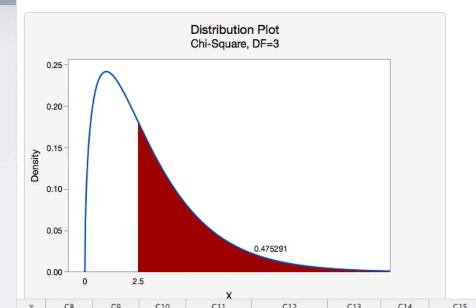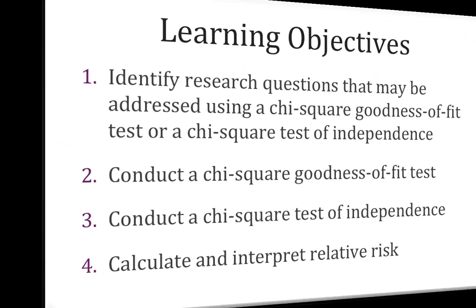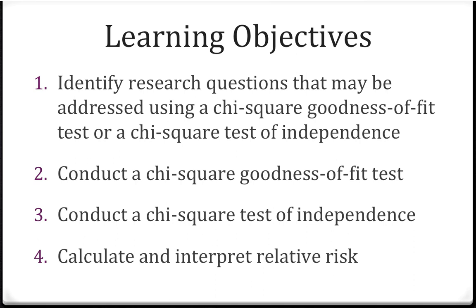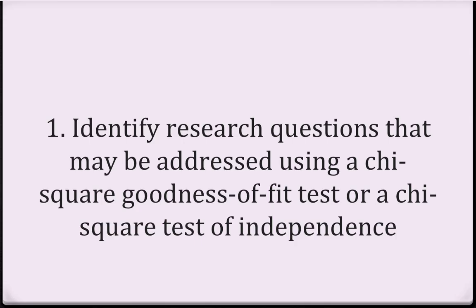Let's go back now to look at our learning objectives for this lesson. We have 4 learning objectives. First, we'll identify research questions that may be addressed using a chi-square goodness of fit test or a chi-square test of independence. Second, conduct a chi-square goodness of fit test. Third, conduct a chi-square test of independence. And fourth, calculate and interpret relative risk. Let's begin with this first learning objective.